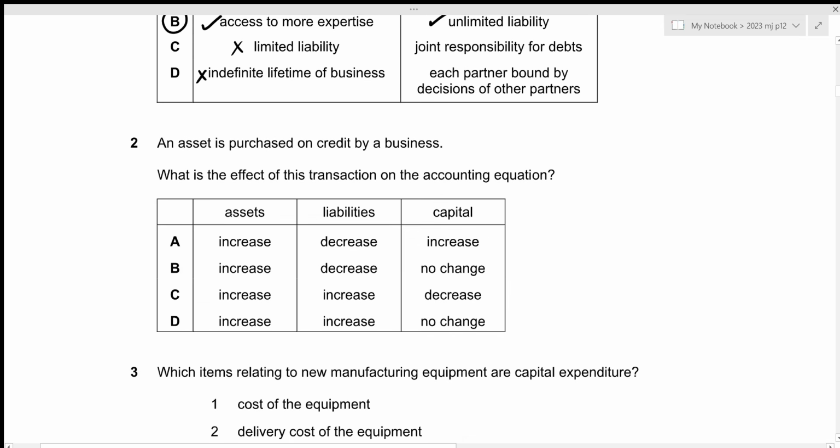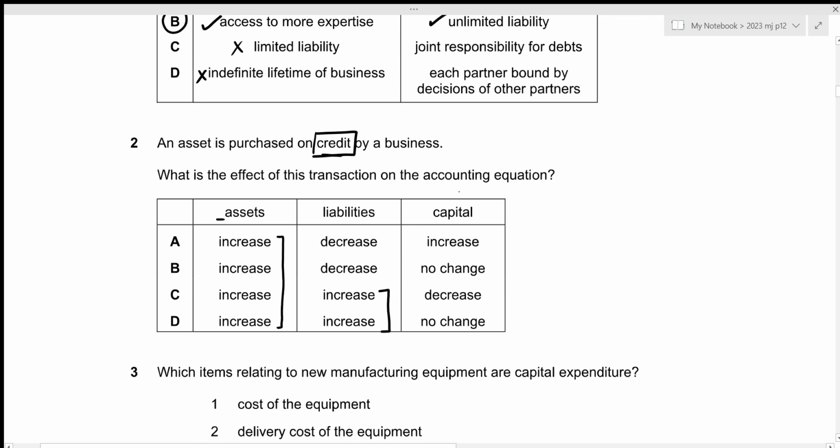An asset is purchased on credit by a business. What is the effect of this transaction on the accounting equation? So for assets, we're purchasing it, which means that the value of our assets will definitely increase, which is given in all 4 options. Then let's have a look at liabilities. The key word here is purchased on credit, which means that we are yet to pay for this asset, which acts as a liability, which means that our liability will also increase, which is given in option C and D.